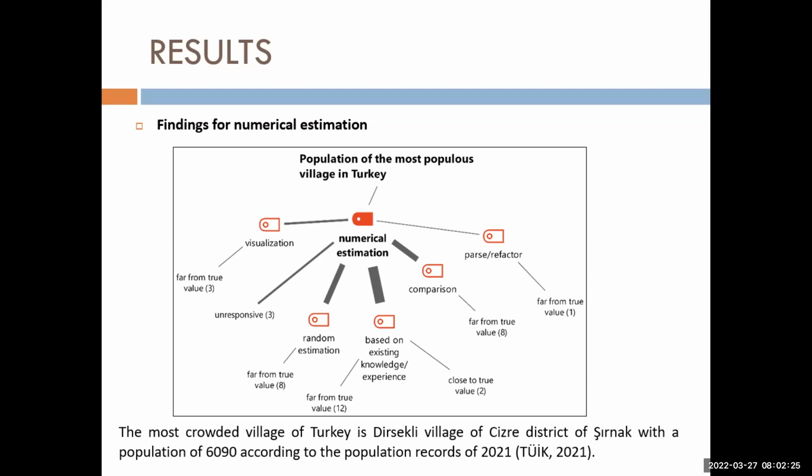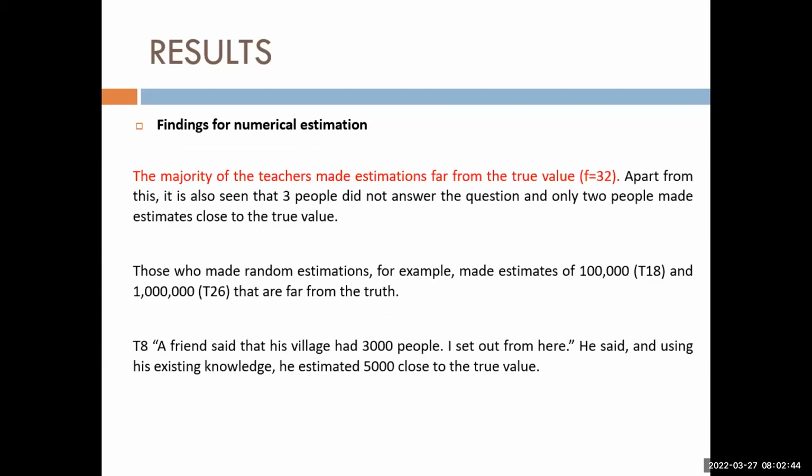At the end of the presentation, you can see, under the picture, the most crowded village of Turkey is Dirsekli village of Cizre in Şırnak. It is a village in Turkey with a population of 6,090, according to the population records of 2021. The majority of teachers made estimations far from the true value. Apart from this, 3 people didn't answer the question and only 2 people made estimates close to the true value.